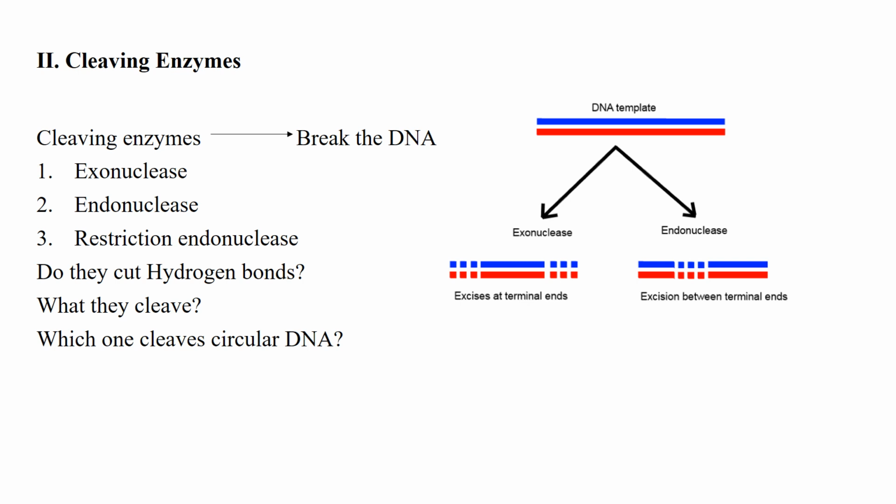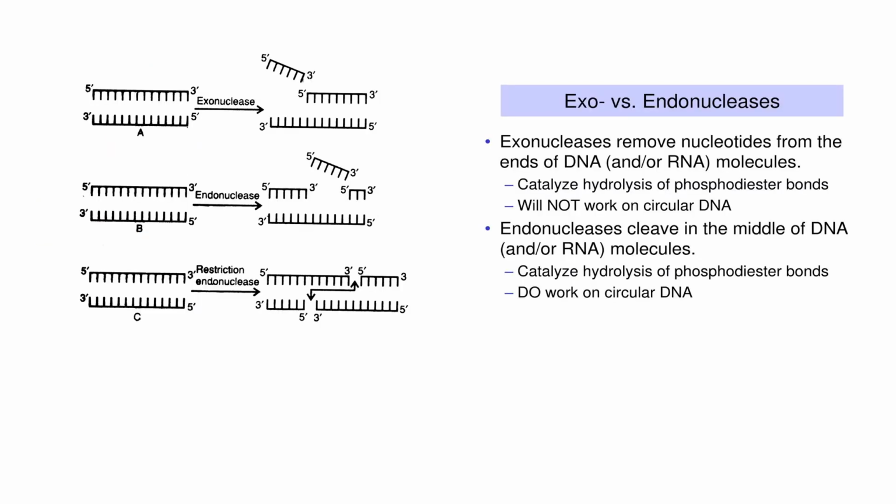You have read about exonuclease, endonuclease, and restriction endonuclease. Which group of enzymes cleave circular DNA? Your endonuclease group of enzymes, they cleave circular DNA. Now this is the action of endonuclease, exonuclease, and restriction endonuclease. You see here, endonuclease cleaves in the middle of the DNA.